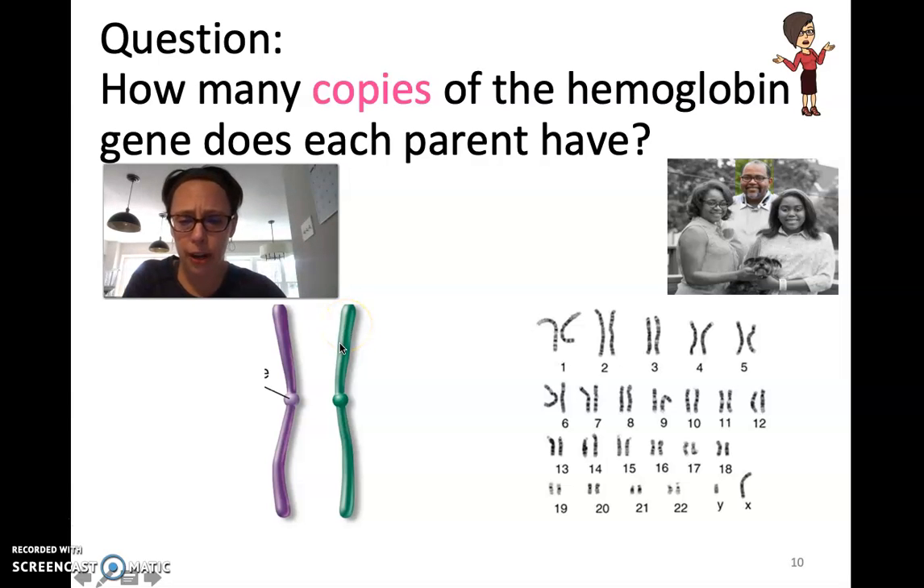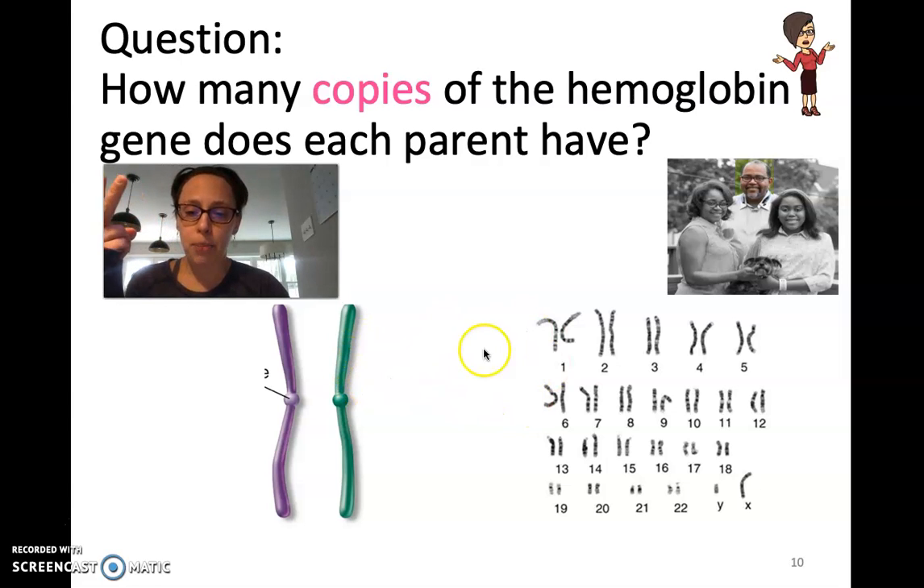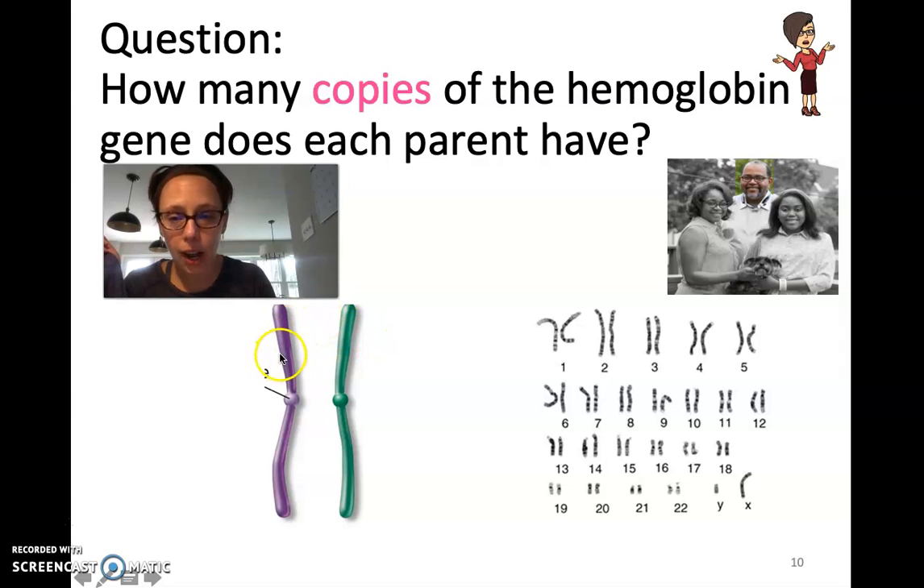So the purple is the one he inherited from his biological mother, and this is the chromosome he inherited from his biological father. So let's just draw a black little line and write a capital A to symbolize that he inherited the big A allele, or the gene for normal hemoglobin, from his mother. And then let's write on the other chromosome, the paternal chromosome, that he inherited a little a from his father. So he has 2 copies. He has a big A and a little a. 1 copy, 2 copies. Enough said?